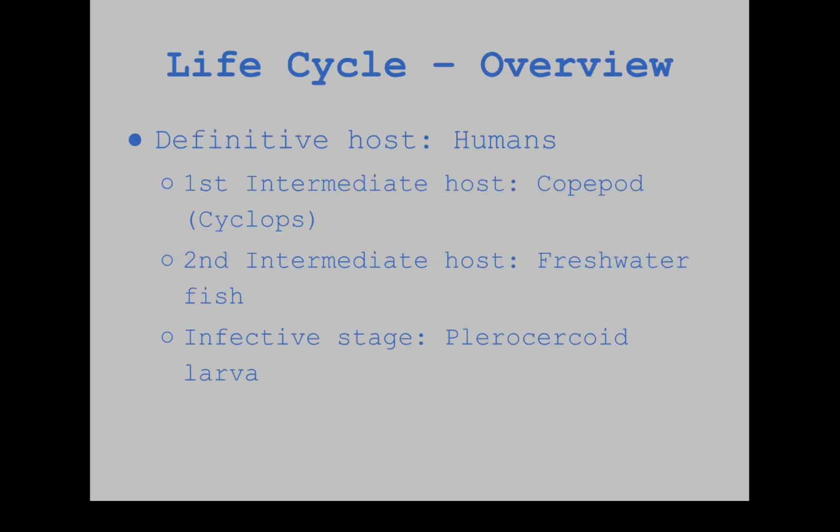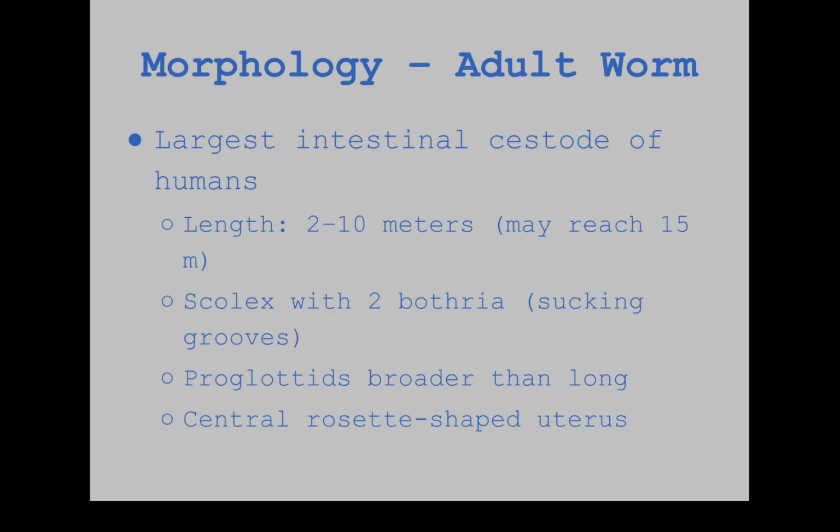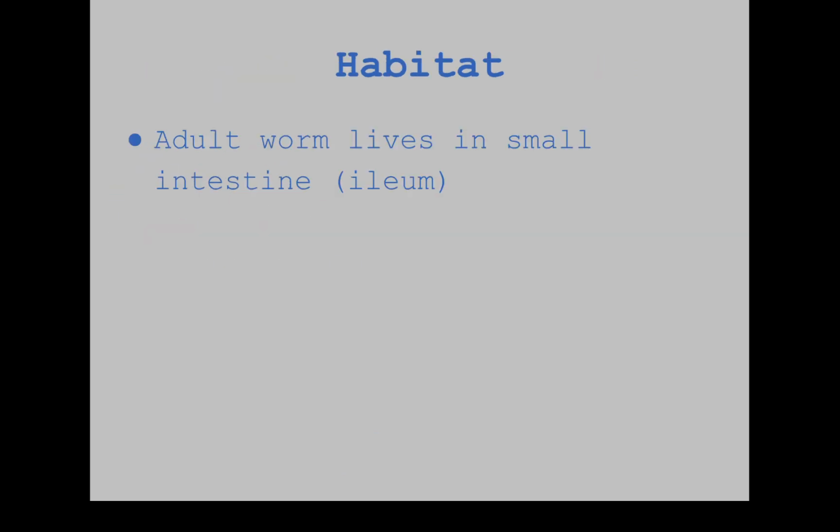I will again come to the morphology. The eggs are operculated, and there is a small knob at the opposite end; these are things you have to remember in eggs. They are passed in the stools and used for diagnosis. Adult worms are the largest intestinal cestode. They have a scolex with two bothria, and the proglottid is broader than long and has a central rosette shaped uterus.